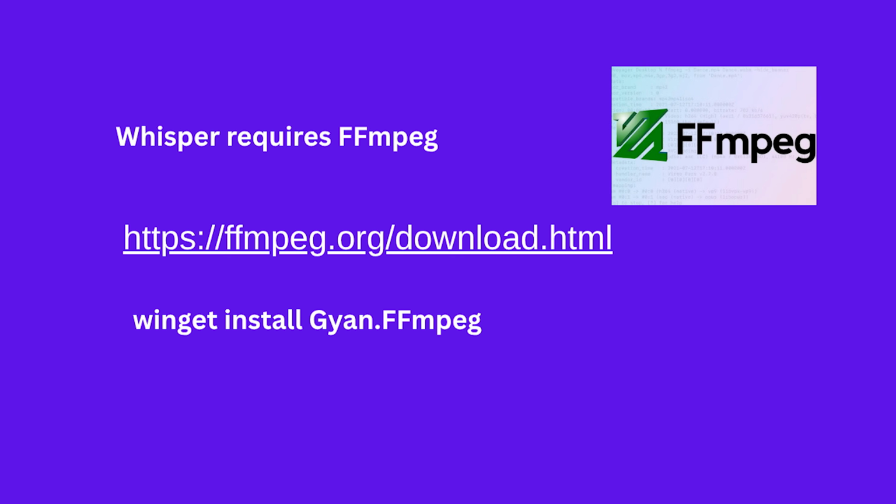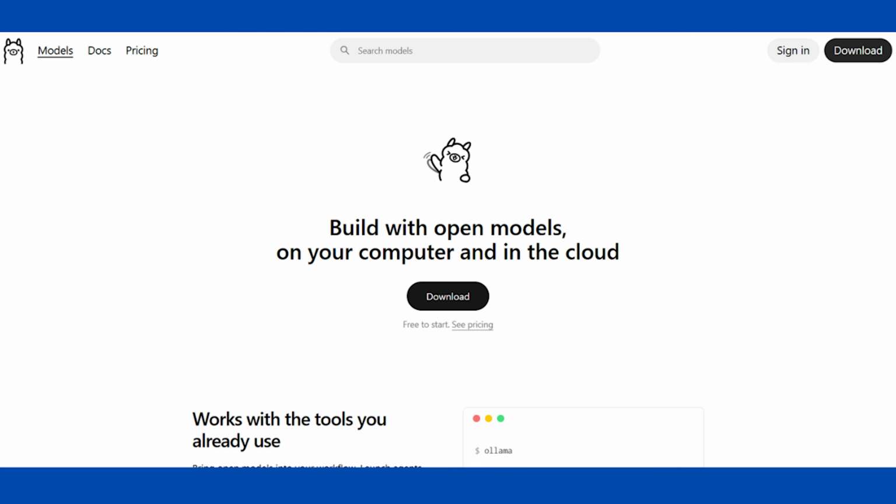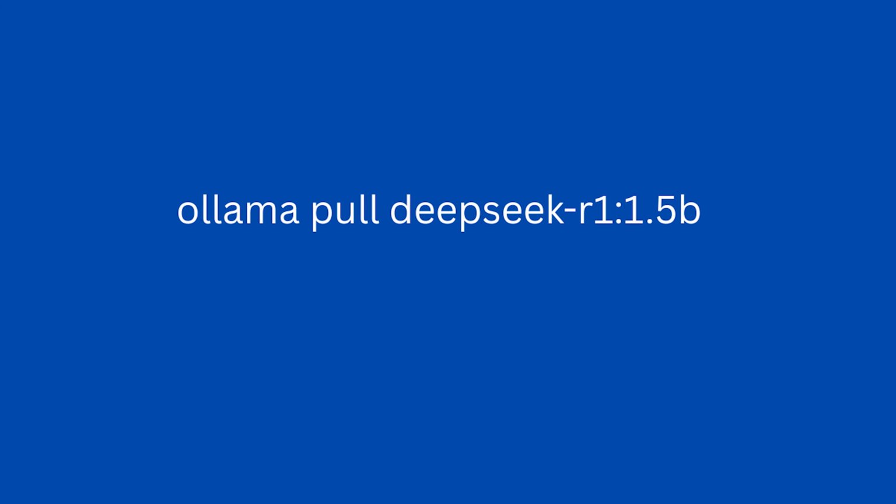I am currently running this application only on Windows. Before the installation, you may need to install FFmpeg. Since we are using Whisper, FFmpeg is required because the library Whisper uses FFmpeg to decode audio files before transcription. To install this library, you can check this URL. You also need to install Ollama, which is a platform that runs your models locally. So download Ollama and install it. After that, you need to install the model that we want to use. Here I am using DeepSeek R1 1.5b. Once you install Ollama, you can pull this model.